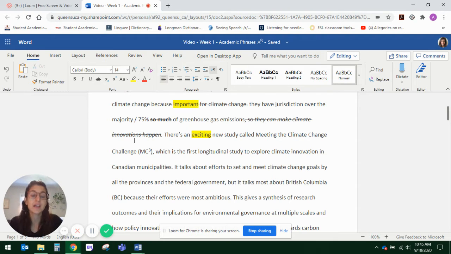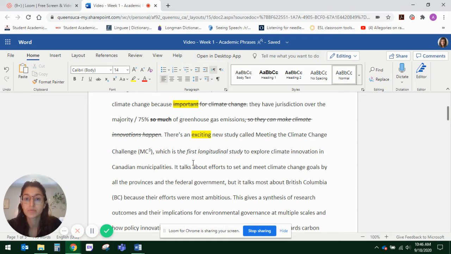Why is it exciting? And to answer that question, I'm actually going to look at the second half of the sentence. So I see that it's the first study to do this. And that is what is exciting about it. So there's the answer to my question.